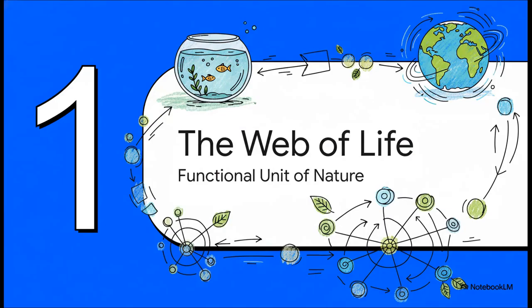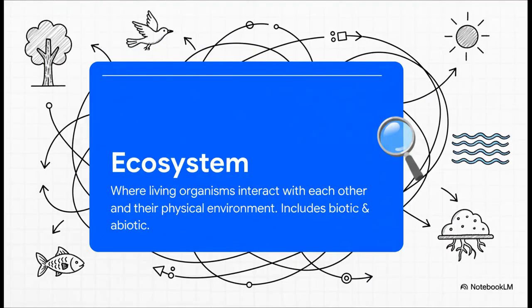See, the thing is, both of them, the tiny fishbowl and our whole planet, are examples of an ecosystem. And really, an ecosystem is the foundational, functional unit of nature. It's the stage where the whole drama of life plays out. So here's the key takeaway.